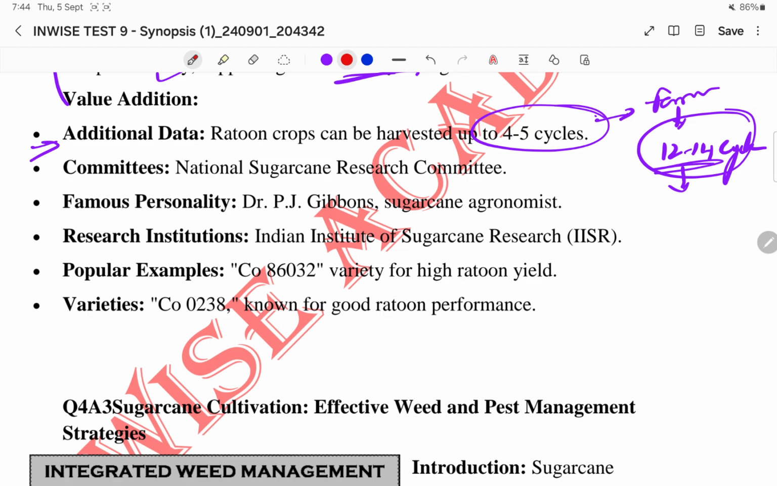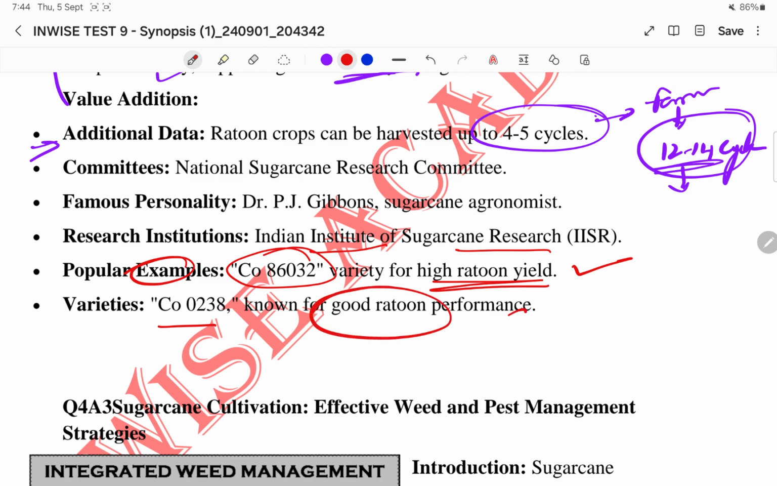Which is the research institution, the Indian Institute of Sugarcane Research. Then popular examples like Co 80632 variety for high ratoon yield, then Co 0238 known for good ratoon performance. So you can mention these examples in your answer.